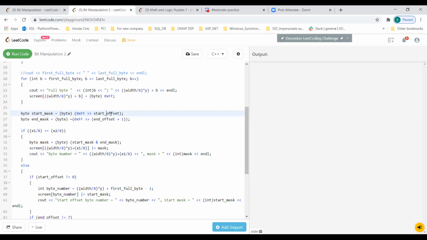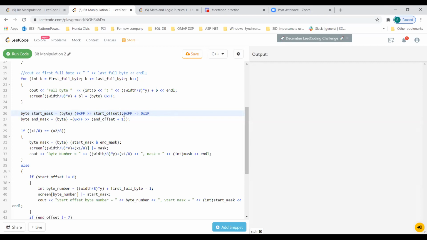You need to shift by the start offset, which was 3, right? So if we shift our 0xFF by 3, it will be converted to 0x3f, right? Because we are making the first 2 bits, it is going to be shifted 3, right? So it should be 1f, sorry. So it will be 1f in this case.